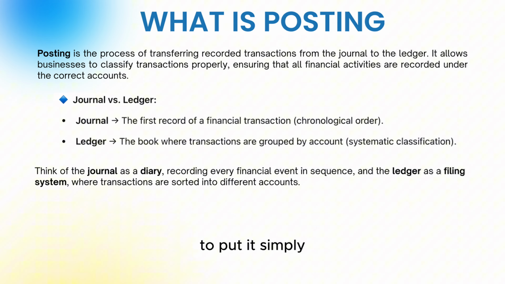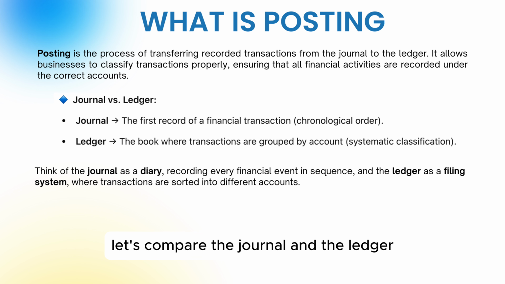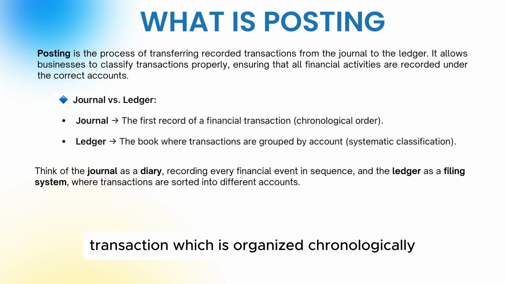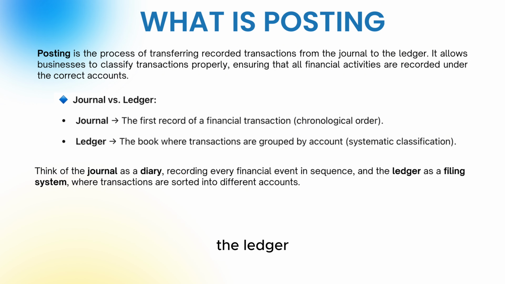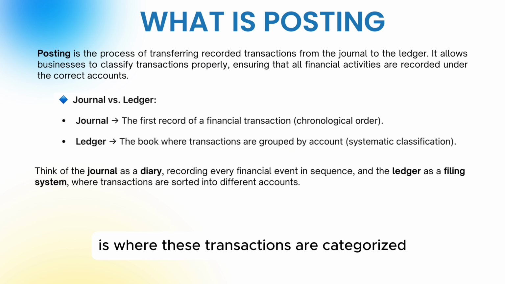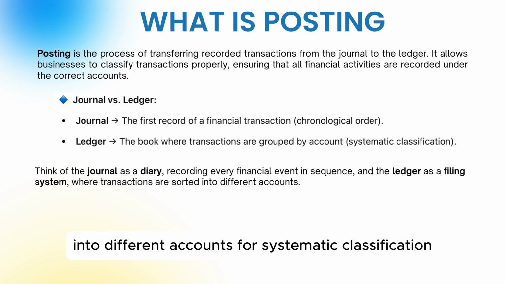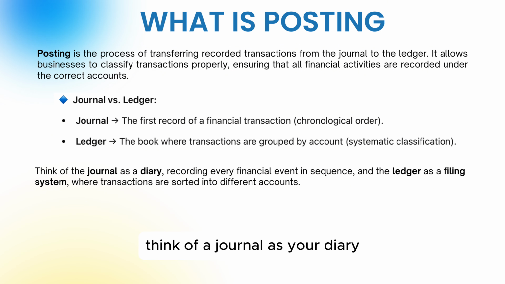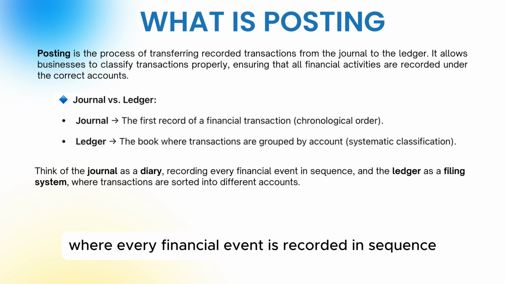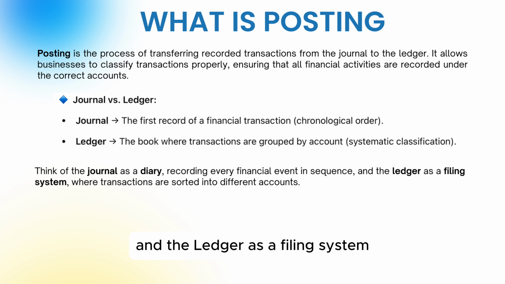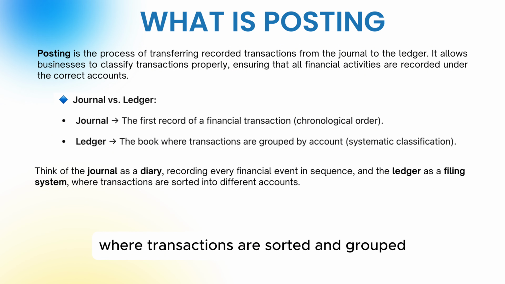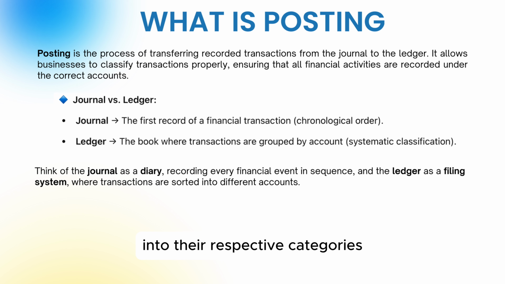To put it simply, let's compare the journal and the ledger. The journal is the first record of a financial transaction, which is organized chronologically. The ledger is where these transactions are categorized into different accounts for systematic classification. Think of a journal as your diary, where every financial event is recorded in sequence, and the ledger as a filing system, where transactions are sorted and grouped into their respective categories.